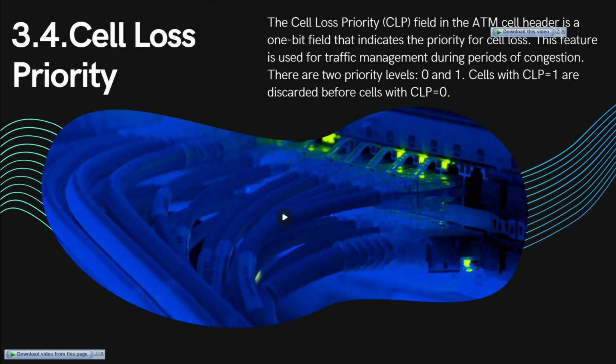Another one is the cell loss priority. The cell loss priority stands for CLP. It's a 1-bit field that indicates the priority for a cell loss. It is used for traffic management in the ATM network. There are two priorities for ATM cell loss, 1 and 0. I think this is a binary number. When a cell is marked with CLP equal to 1, it means that it has a higher priority for cell loss than the cell marked with CLP equal to 0. During the period of congestion in the network, cells with CLP equal to 1 are discarded before cells with CLP equal to 0.